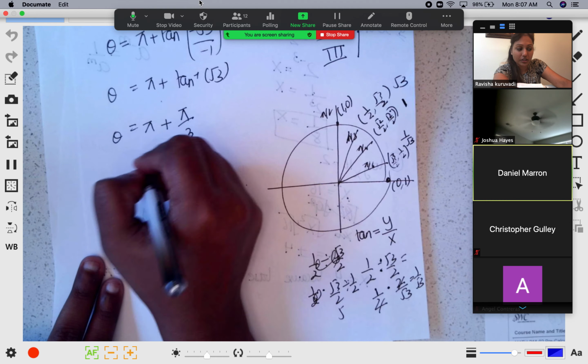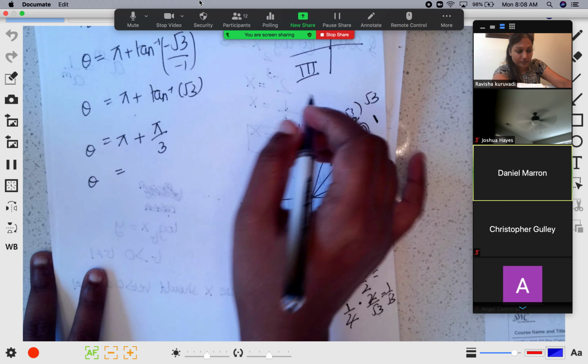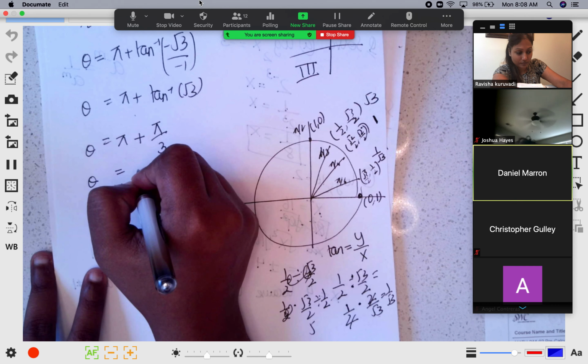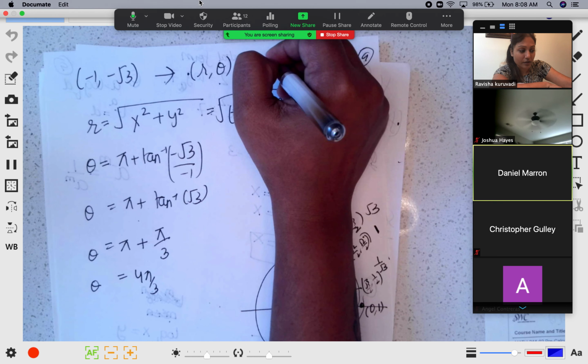So to pi over 3, you add pi. What do you get? You will get 4 pi over 3. Correct. So that's your answer: 2 and 4 pi over 3.